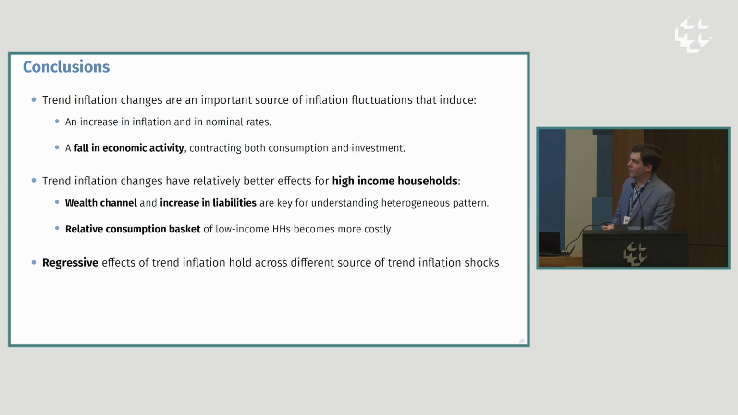So to sum up, again, we show that a generic trend inflation shock induces a fall in economic activity, an increase in inflation and in nominal rates. Trend inflation has relatively better effects for high-income households, in the sense that they are not so much affected in negative terms by this increase in inflation. The wealth channel and the increase in liability seem to be one of the main channels. The other one is the relative consumption basket, so the differential inflation that they experience. And the regressive effects hold unconditional on the origin of the shock. So in the three types of shocks that we have considered before, we see the same pattern. Then in the paper we have more detailed evidence on these channels.